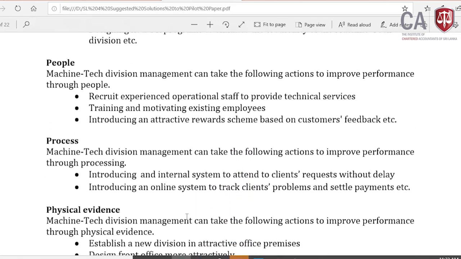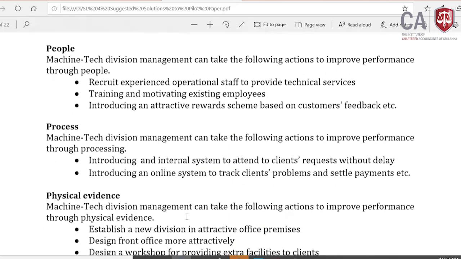Process. Machine tech division management can take the following actions to improve performance through process: introduce an internal system to attend to client requests without delay, and introduce an online system to track client problems and settle payments. They can introduce an online system to track customer problems and settle payments. At the same time, they can have a good internal system to attend to client requests without delay.